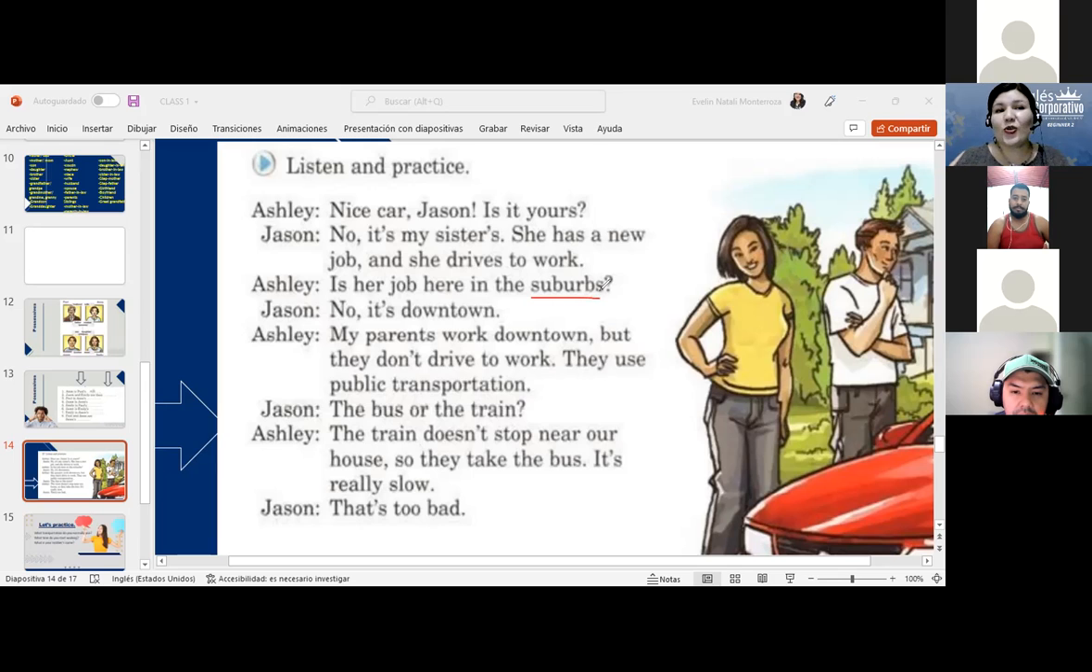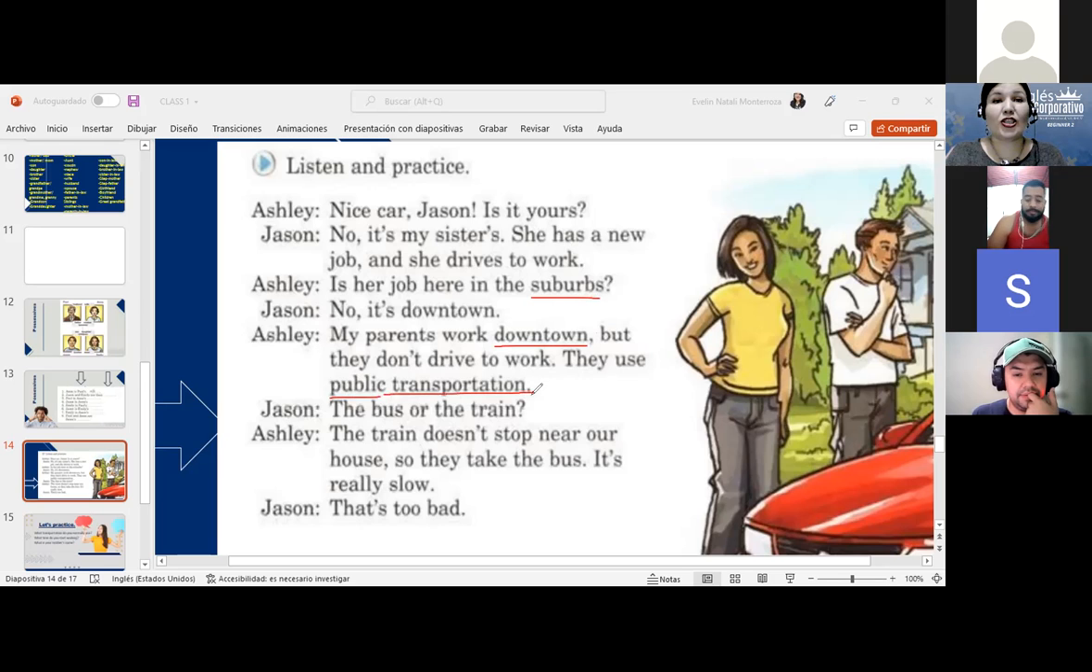Any other pronunciation question? Downtown, right? Downtown. Public transportation. About this one, parents. Parents. Job. Parents, right? Near. Near. Slow.